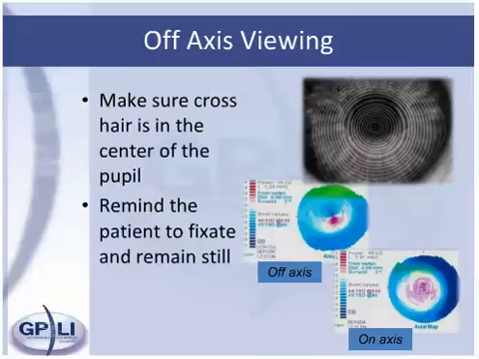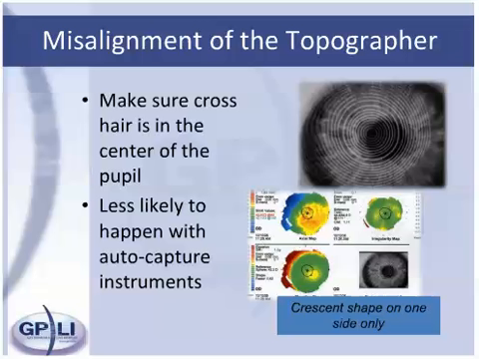If the patient is viewing off-axis, it may look like the patient has keratoconus. In this case, where the patient is fixating slightly up, the axial map looks like subclinical keratoconus. When the patient is fixating straight ahead, the cornea is spherical. Make sure that the crosshairs are in the center of the pupil, and remind the patient to fixate and remain still. In some cases, the patient is looking straight ahead, but there is misalignment of the topographer.